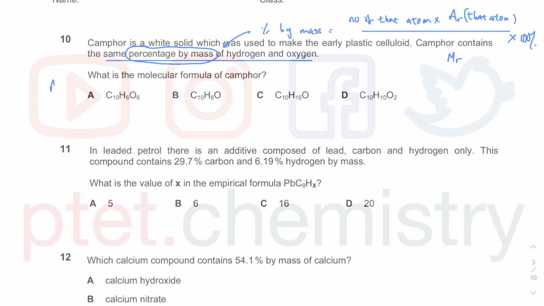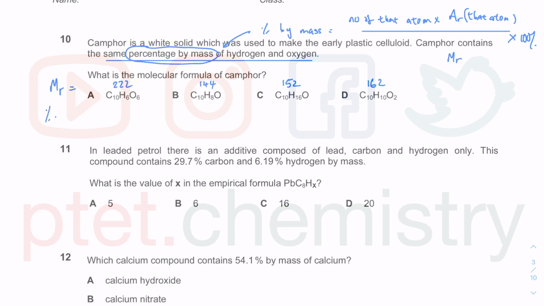So let's work out the relative molecular mass for each of these first. For the first one, 12 times 10 plus 6 plus 16 times 6, I get 222. Second one, I get 144, and third one, 12 times 10 plus 16 plus 16, I get 152. Then 10 times 12 plus 10 plus 16 times 2, I get 162.